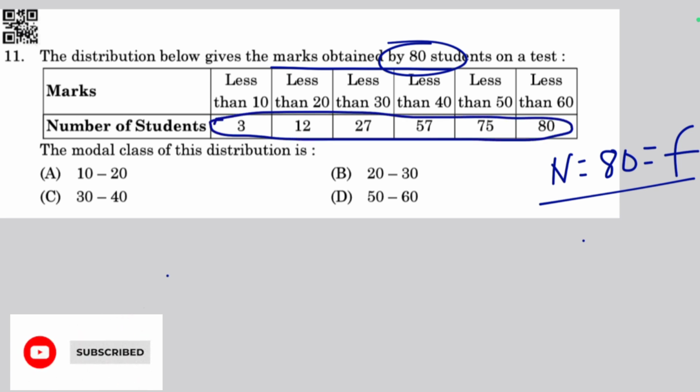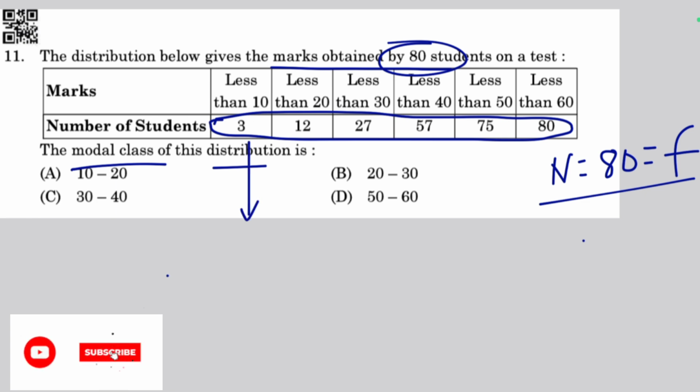So first, what we have to find out here is the modal class of a distribution. Basically we decide the modal class of a distribution on the basis of the frequency, not the cumulative frequency. For that we have to check the class for which the highest frequency is there. So the class having the highest frequency will be the modal class, but currently the frequency is not given directly, so I will just take it here.